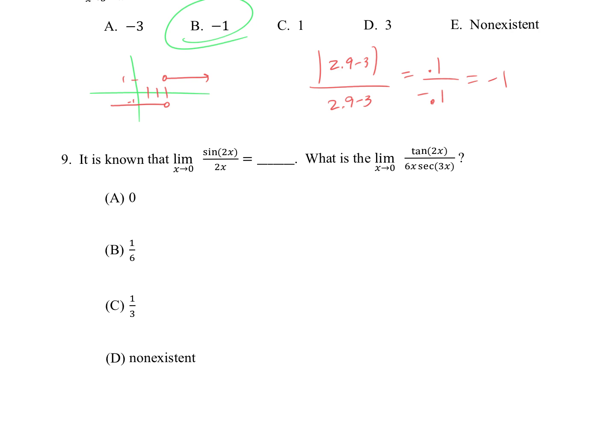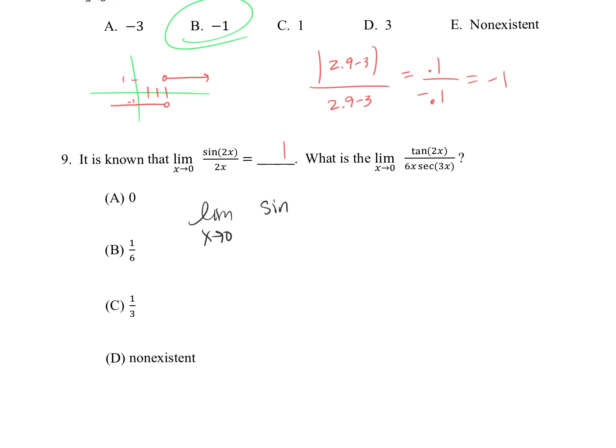Population, it is known that the limit as x approaches 0 of sine of 2x over 2x equals, we just know this. It's just 1. Now they say, okay, since you know that, let's go get this. How can we rewrite tangent of 2x? Perfect. Don't change that angle. That's great. So he says, okay, I still know that tangent is just sine over cosine.